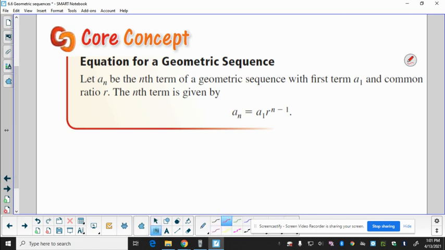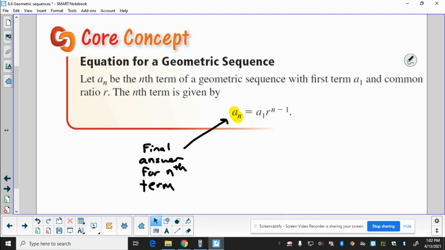So first of all, this right here is going to be your answer. Okay, so that's what you're looking for. The next thing we have to dissect is this right here. That is going to be the value of the first term of the sequence, whatever you're dealing with.